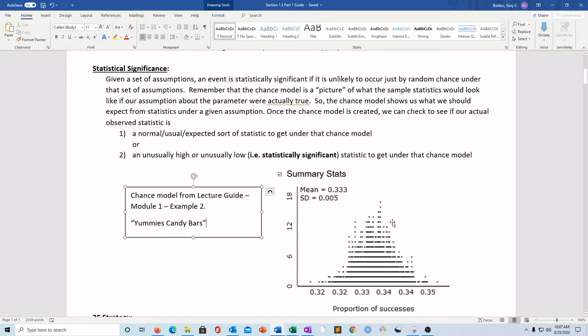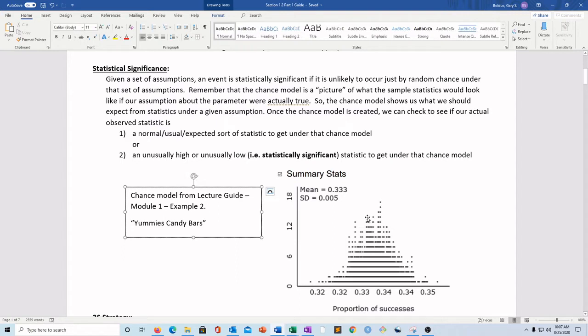So just to remember that. We had, hey computer, simulate the 10,000 purchases over and over and over again, assuming Yummies really only gets 1/3 of the purchases. Okay, we got this picture. And then what did we do?